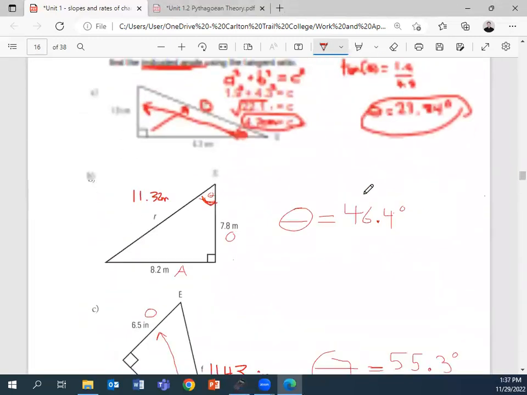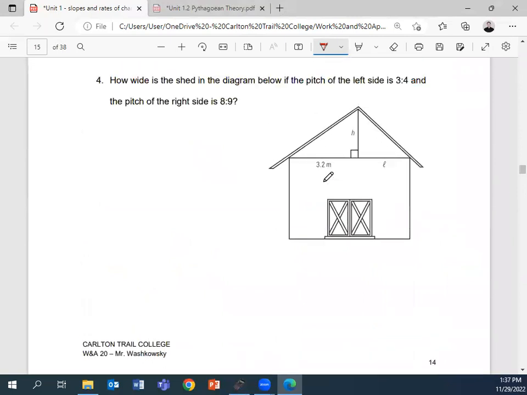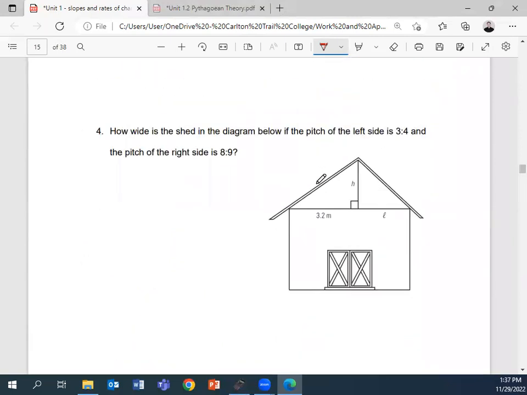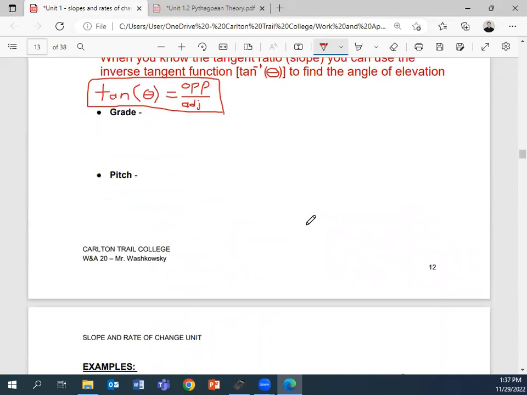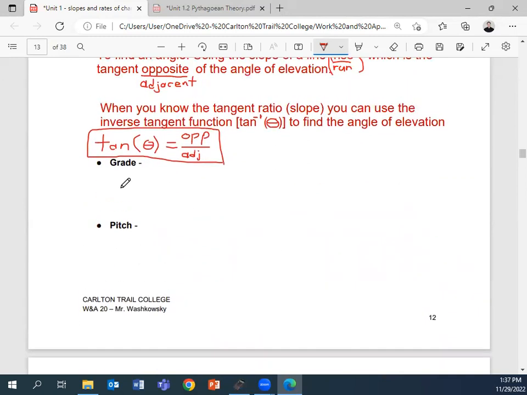So for the most part, that's the core of this lesson. It's based on tangent and Pythagoras. There's just a couple of other small things we can do with those answers, which are grade and pitch. These are different ways we express this. It's the same stuff, just different ways that people in the real world use it for different things.